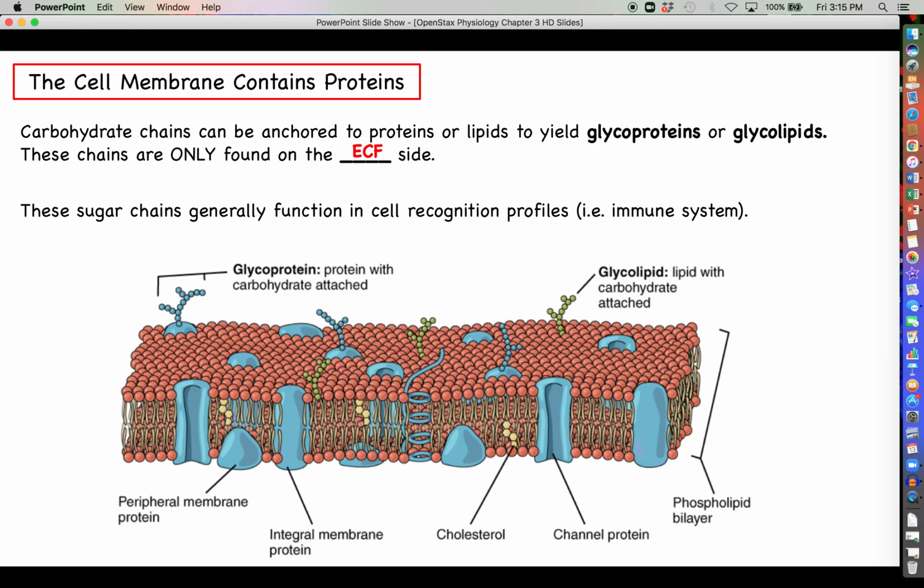And what these sugar chains are there for is to essentially give your cells a fingerprint. So everyone has their own unique fingerprint. Everyone's cells are going to have their own unique carbohydrate fingerprint as well. And your immune system is very in tune with what your normal sugar chain fingerprint looks like, so that if a foreign invading cell like a bacterium or a bad blood transplant or something like that occurs, your immune system cells can recognize sugar chains that should not be there.